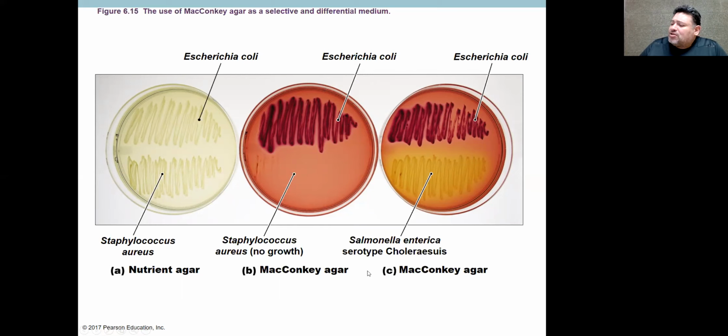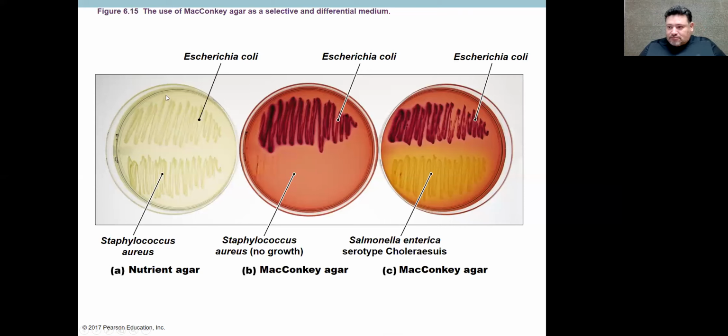Notice the second plate, also MacConkey agar. Here we have E. coli, and over here we have Salmonella enterica. They both grew, so that means that they're both gram-negative. However, notice that the E. coli turned a pink color, and Salmonella enterica acidified the media, turning it yellow. So in this instance, the MacConkey agar is functioning selectively, while over here, it is functioning differentially. So this is a neat media because it does not do one thing, but two. It functions selectively and differentially.